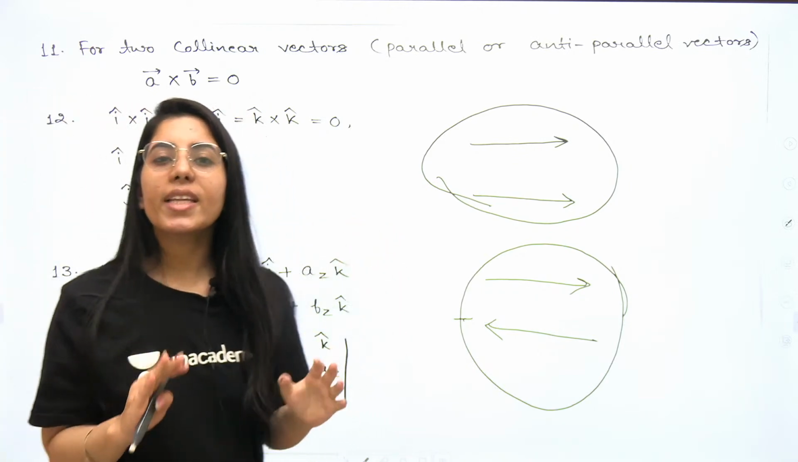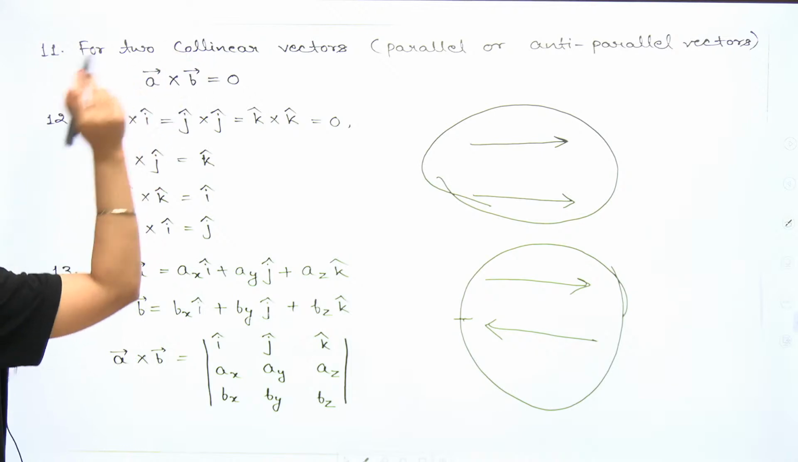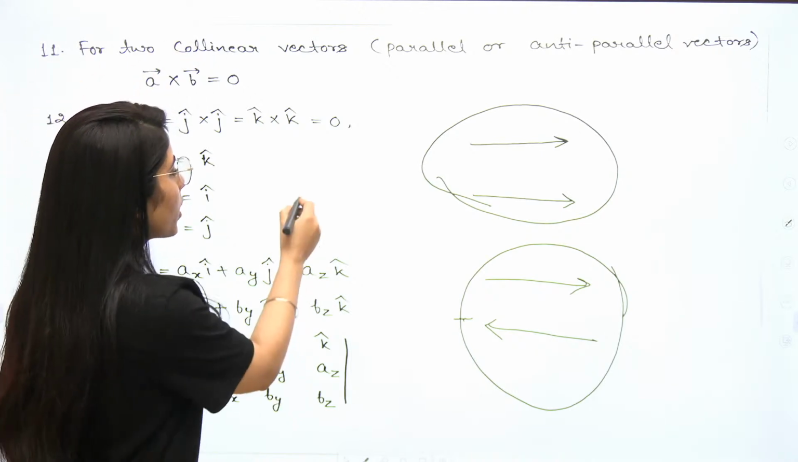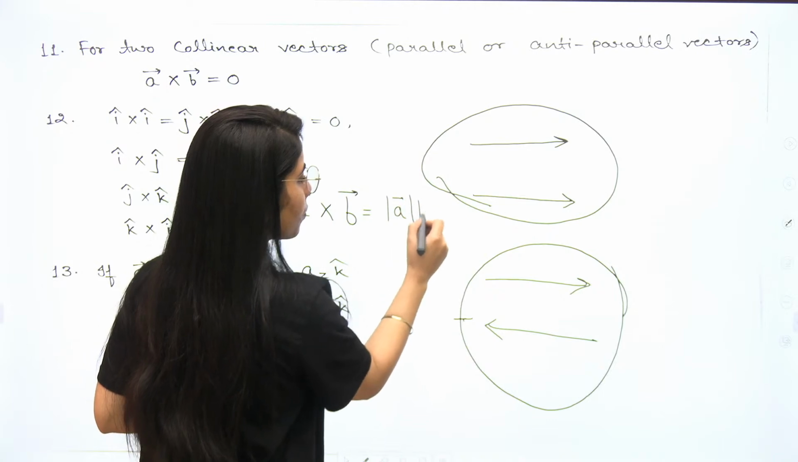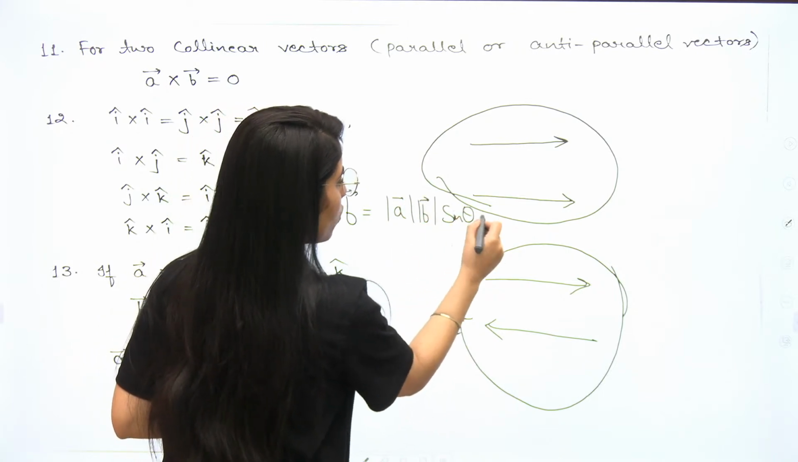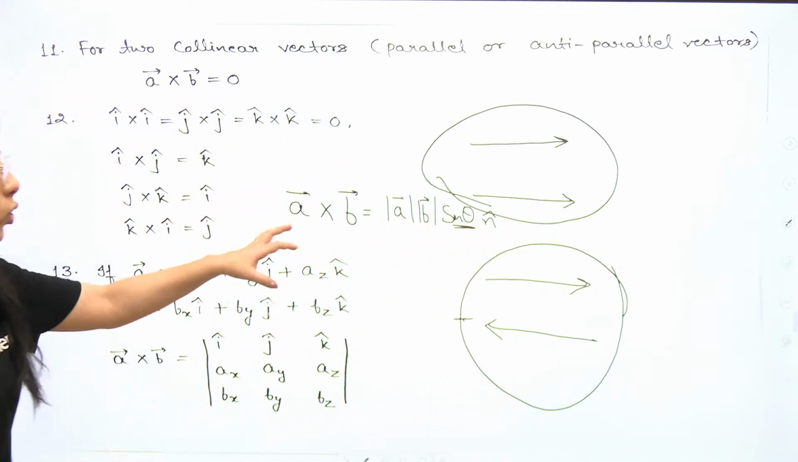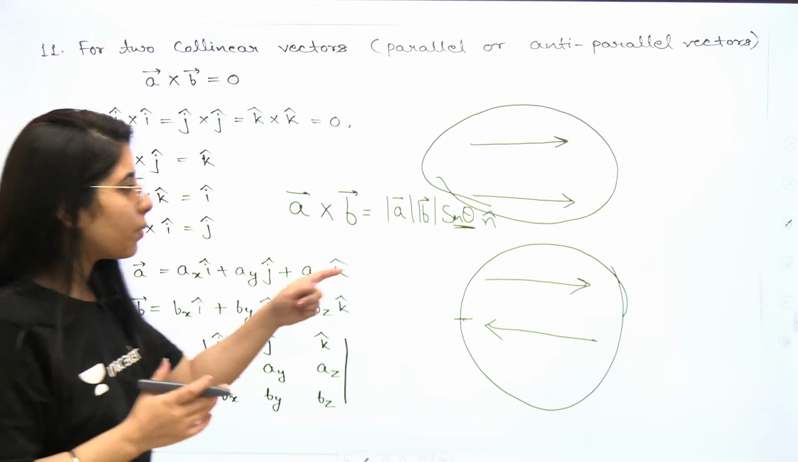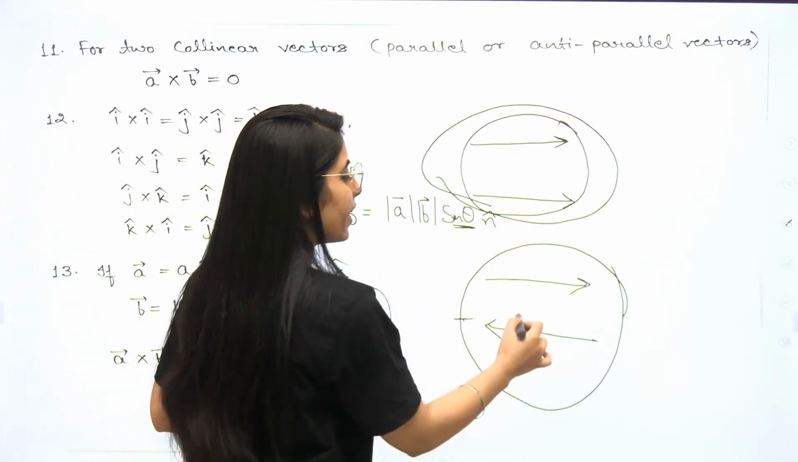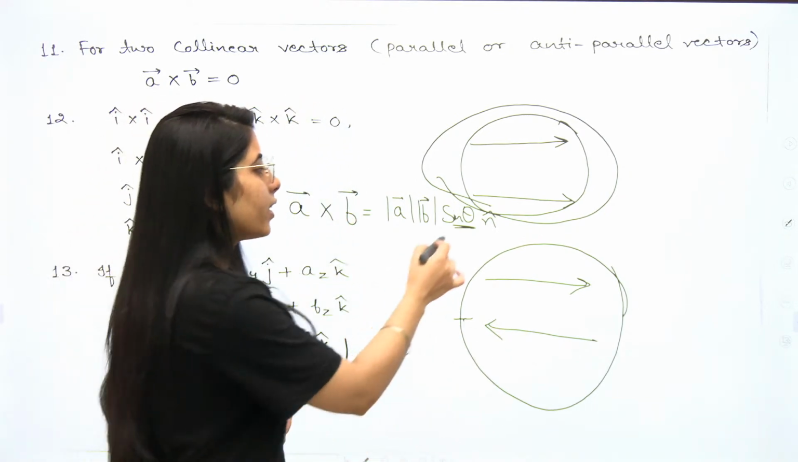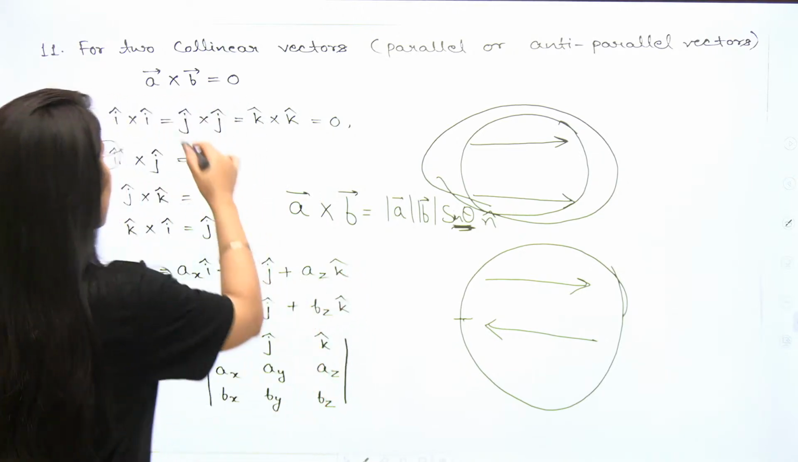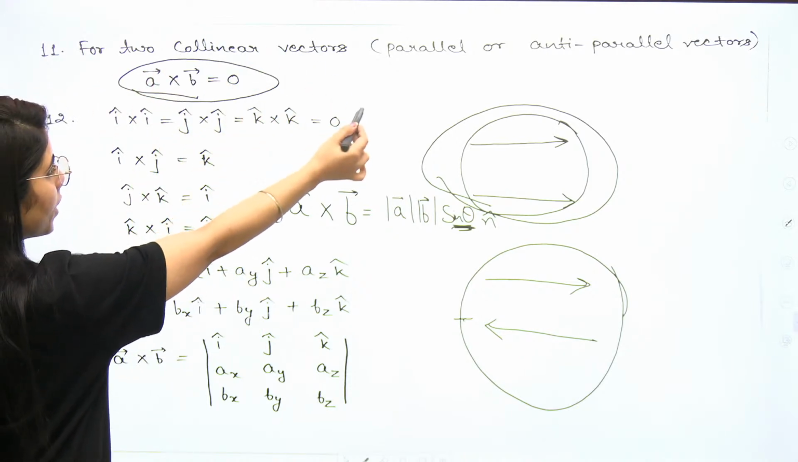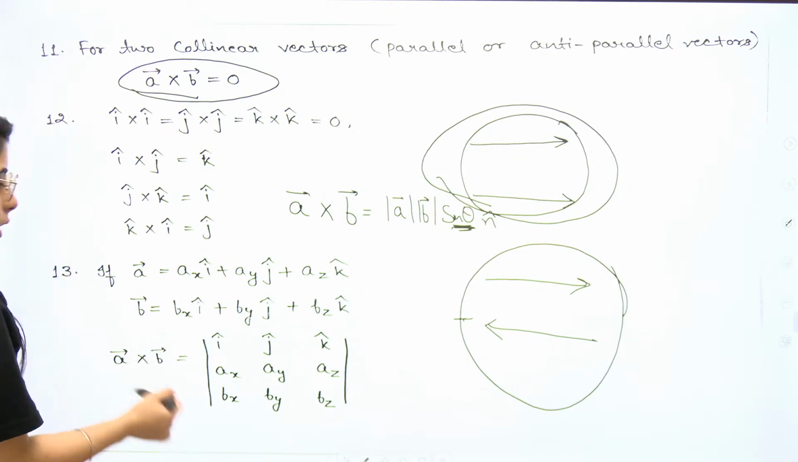So in that case, what will happen? If any two vectors are collinear, you know the formula for the cross product of A and B vectors is equal to AB sine theta and unit vector n. When you take two vectors existing on one single line, either theta will be 0, like in the parallel case, or for the anti-parallel case it will be 180 degrees. Whether it is 0 or 180 degrees, sine 0 is 0 and sine 180 degrees is 0. So the cross product of two collinear vectors will always be equal to 0. This is the condition you can use for collinear vectors.